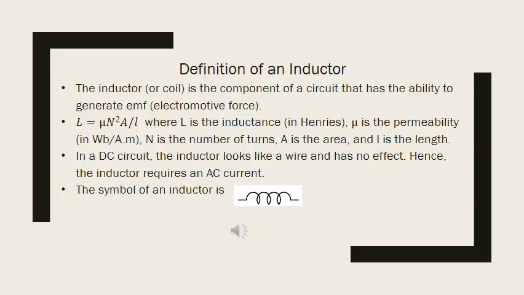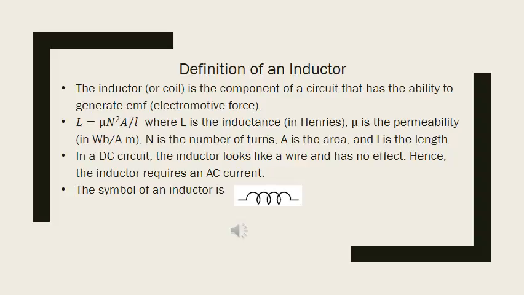And here we have the definition of an inductor. The inductor or coil is the component of a circuit that has the ability to generate electromotive force, and this is the formula of it, where L is the inductance in henries, U is the permeability, N is the number of turns, A is the area and L is the length.